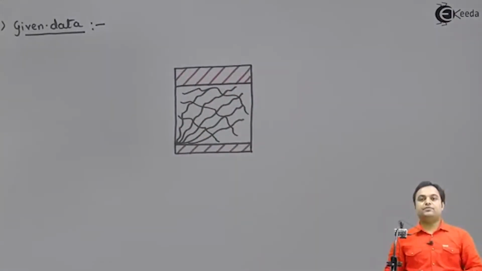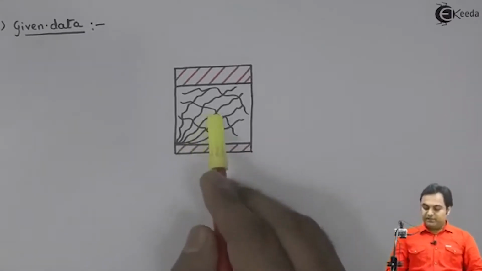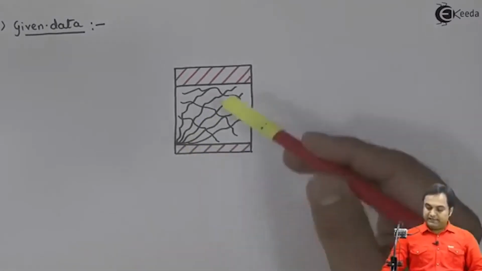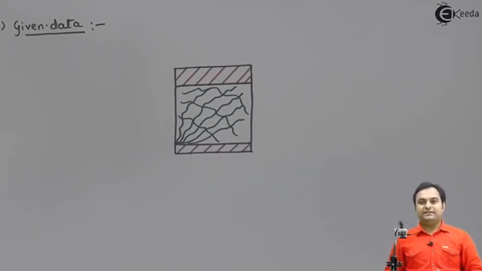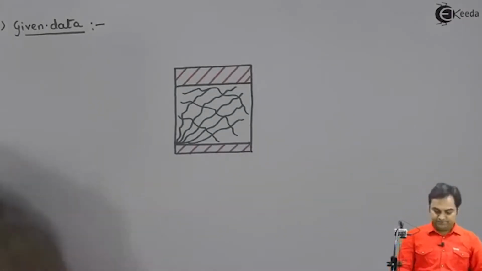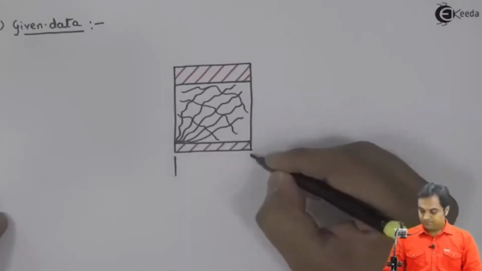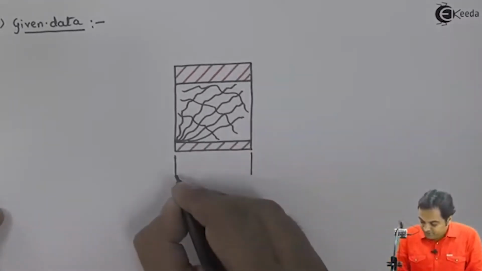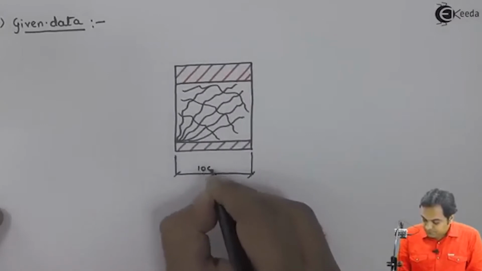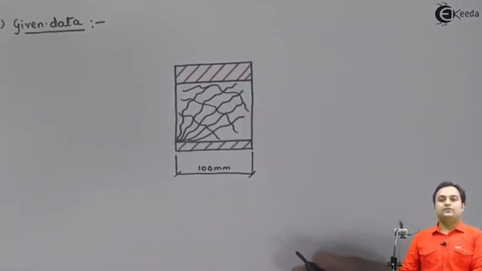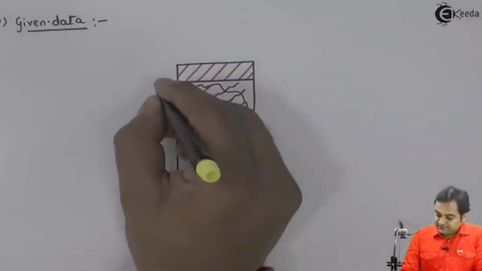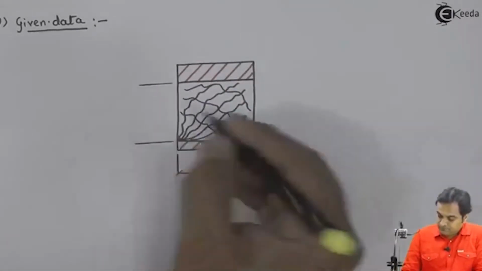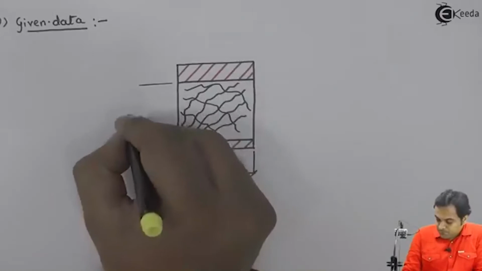This is the flitched beam which is given in the question, where the middle section is made up of wood and at top and bottom we have two steel plates. Now I would be writing the dimensions what is given here. This flitched beam is 100 mm wide. The wooden part of the flitched beam is 150 mm deep.